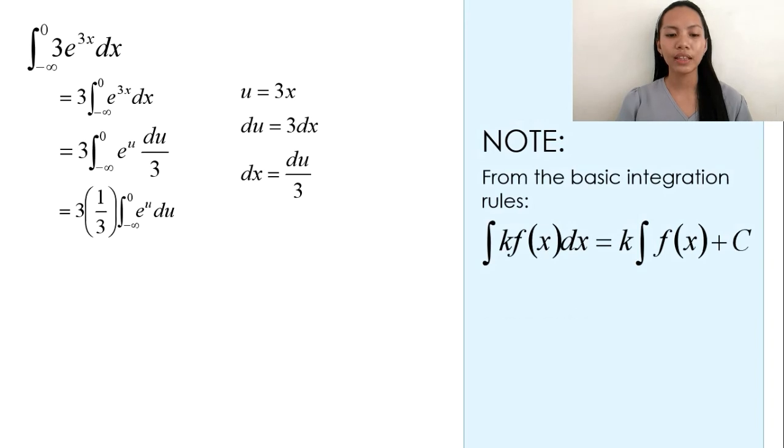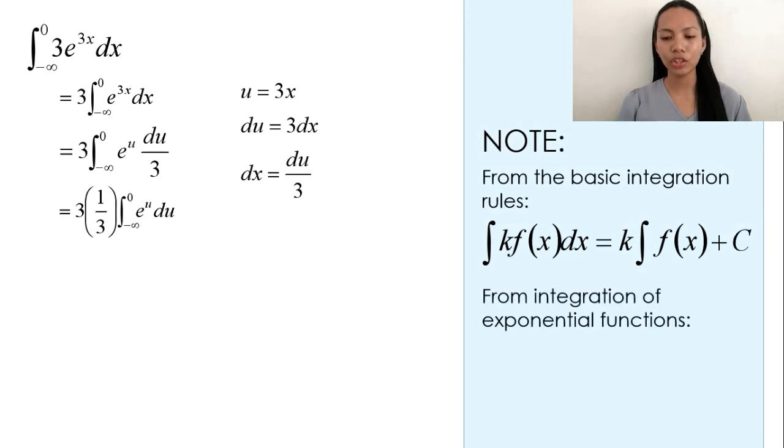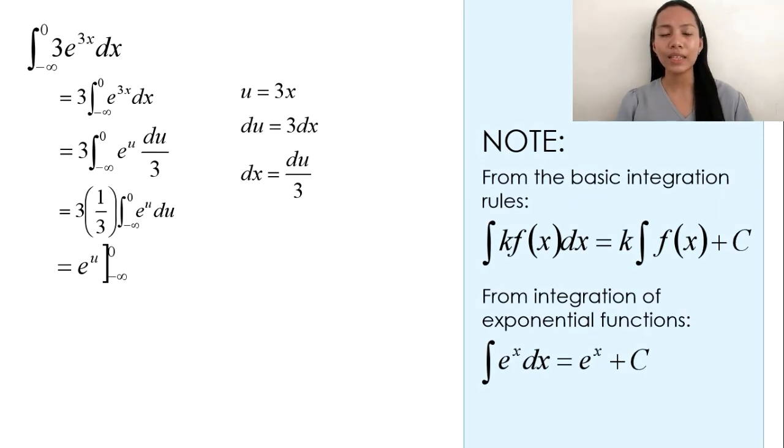So, next is from the integration of exponential function, the integral of e raised to x with respect to x is equal to e raised to x plus c. So, dito is ang 3 times 1 all over 3 is 3 all over 3, which is also equal to 1. So, maaalis na lang natin yung 1 kasi 1 times e raised to u is e raised to u pa rin naman. So, ang e raised to u is i-integrate na natin, so magiging e raised to u plus c. Pero, aalisin na natin yung plus c kasi hindi naman magbabago yung answer natin if meron or walang plus c, kasi makakancel out din naman pag isa-substitute na natin ang ating upper limit and lower limit.